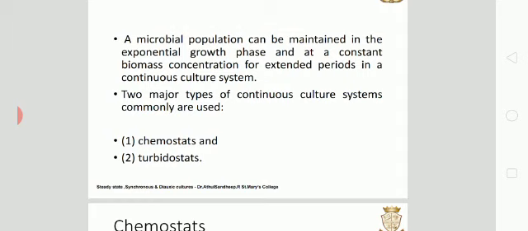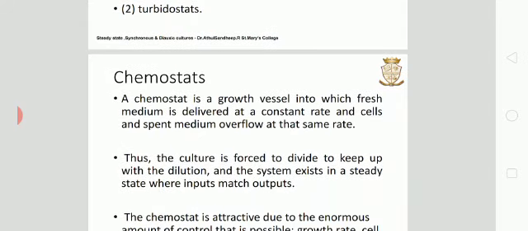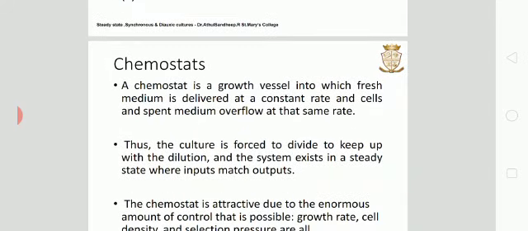There are mainly two types of continuous systems used in microbiological laboratories. The first one is the chemostat and the second one is the turbidostat. A chemostat is a growth vessel into which fresh nutrient is delivered at a constant rate, and cells and spent medium overflow at the same rate. Thus, the culture is forced to divide to keep up with the dilution and the system exists in a steady state where inputs match outputs.